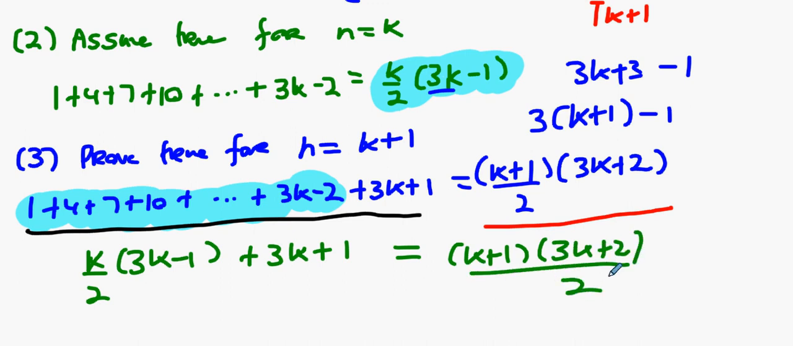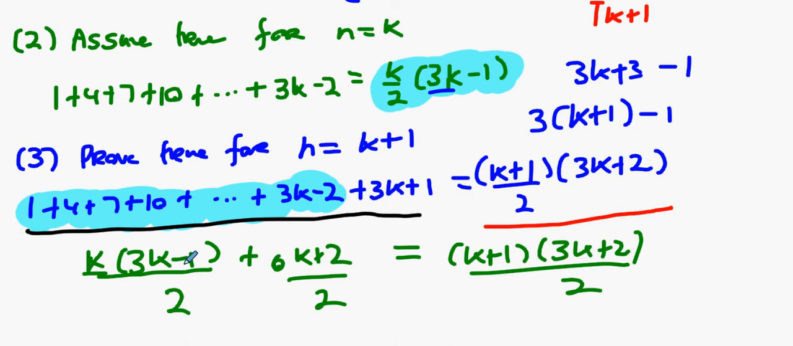Alright, step 1, what's the common denominator of all this? 2. So what I'm going to do is try and turn the left hand side into the right hand side really quickly. So I'm going to put all this over 2 like so. How do I fix that then? How do I put that over 2? 6k plus 2 over 2. You on board so far? Okay.